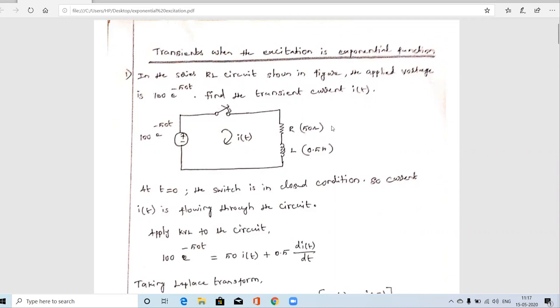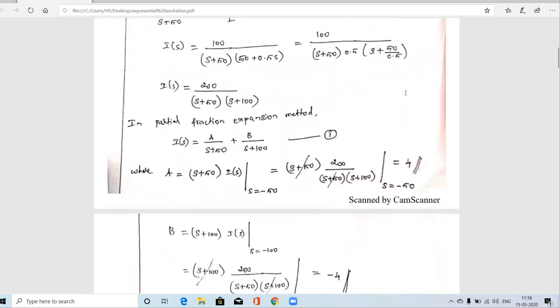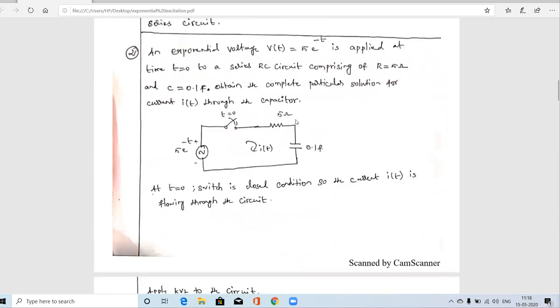We solved the remaining problems. Here we solved this RL circuit for exponential excitation. So this is the first problem. Similarly, we have to see one more problem, the RC circuit. This is the RC circuit with an exponential input. So you will see the problem.